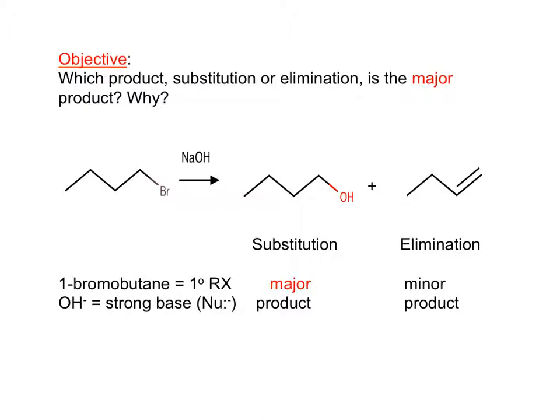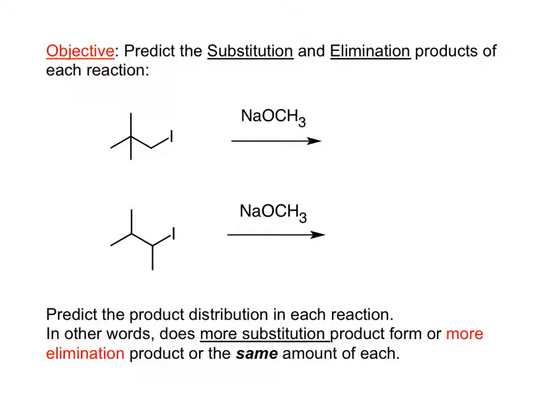We looked at this reaction earlier. If you predicted the substitution product is the major product, you are correct. 1-bromobutane is a primary alkyl halide. The hydroxide ion is a small, strong base, so the substitution product is favored. So let's practice. Draw the structure of the substitution and elimination products of each reaction. Then predict whether the substitution product or elimination product is the major product of each reaction.